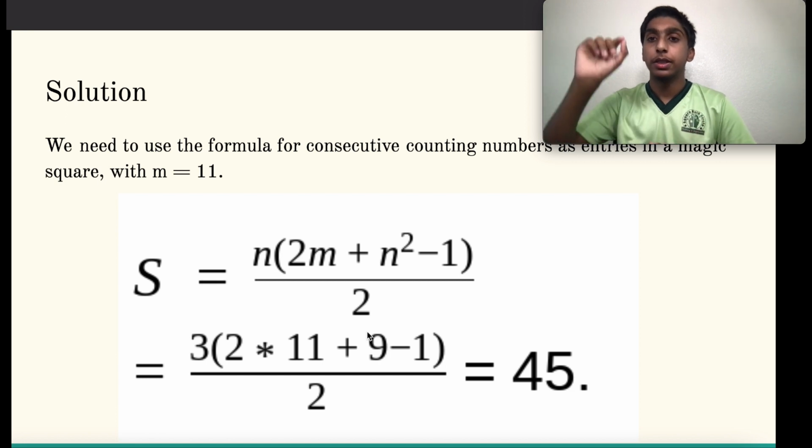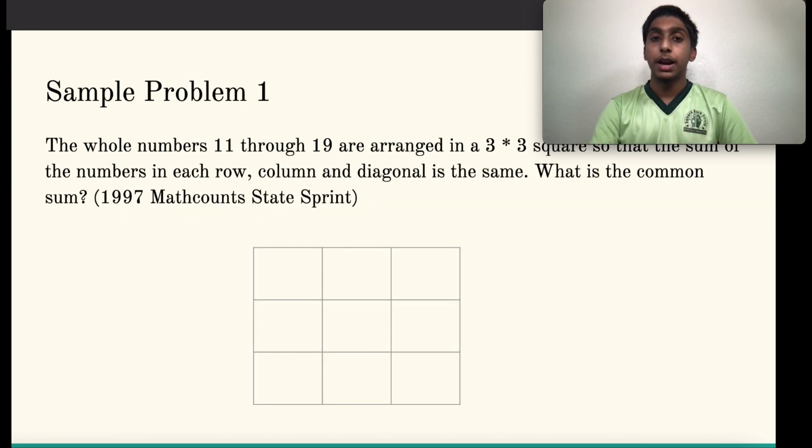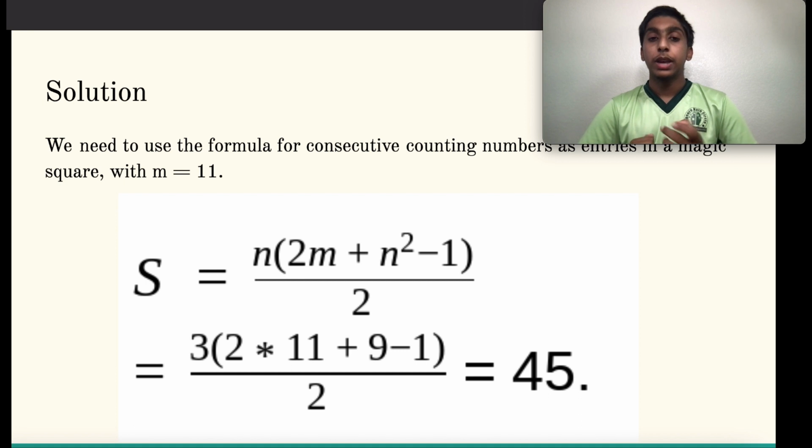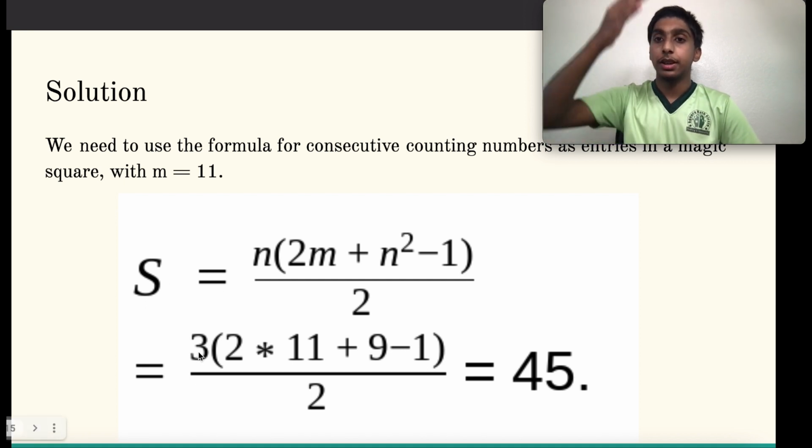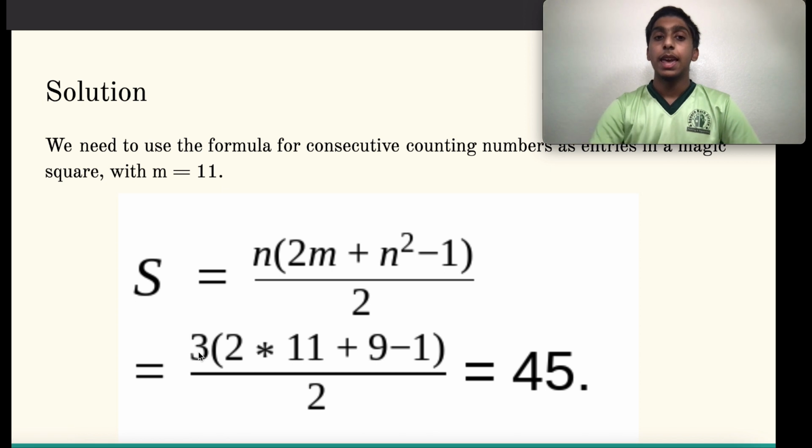The first number we put in the square is 11. So if we go back to that slide, in the first law on the left, that's where I put my 11. So we have this formula, n times (2m plus n squared minus 1) over 2. And as you can see, I solved it out here. 3 is your n here, because remember, there's 3 columns, 3 rows. And 2 times m is 2 times 11, plus 9 minus 1, over 2. And when you calculate this out, you get 45.